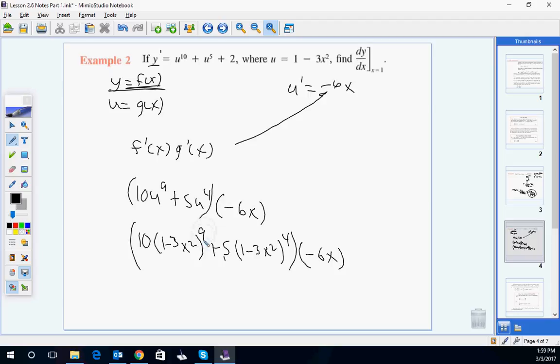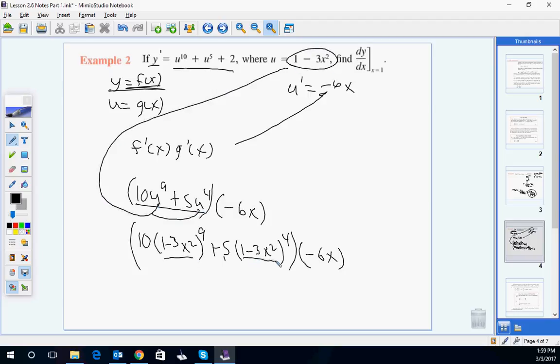So we took the derivative of this, we got this. Then we took this, put it back into the u's and wrote them there. Now we have all our x's. That is the derivative.